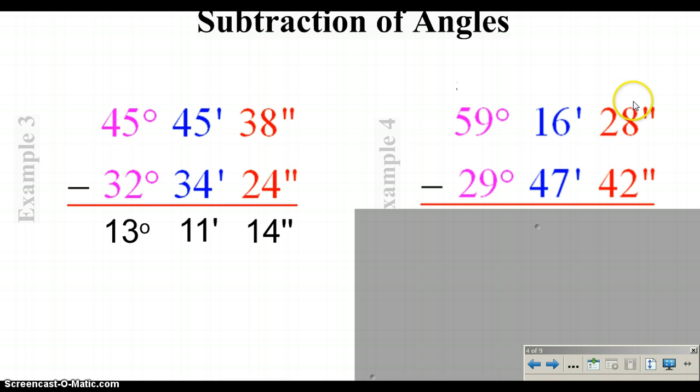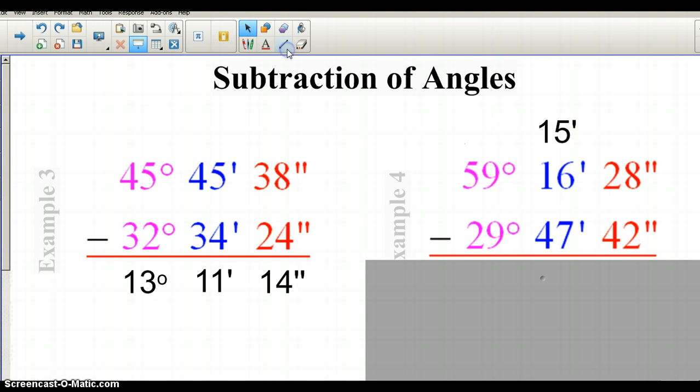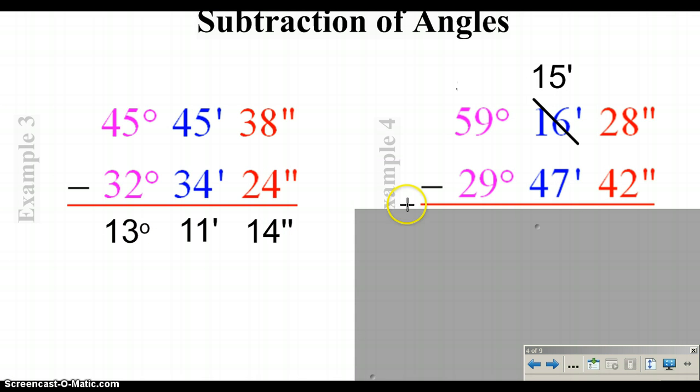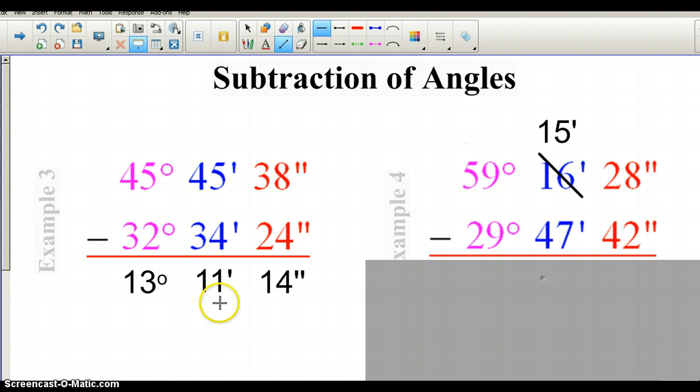For example, can you take 28 minus 42? No, you would get negative, so we can't do that. So what we do is we borrow. Instead of this being 16, we take an entire minute from it. So now it's 15.